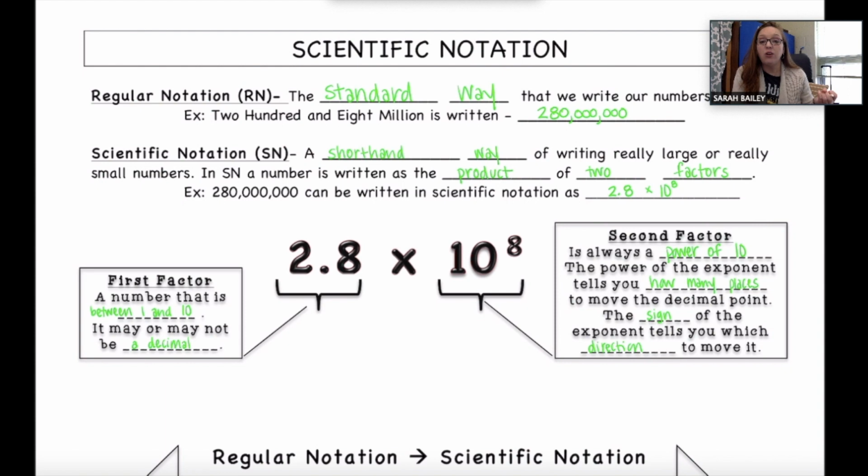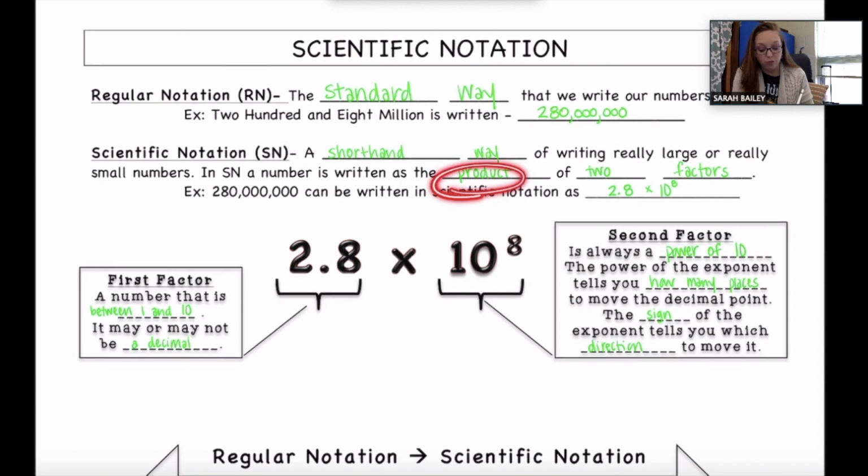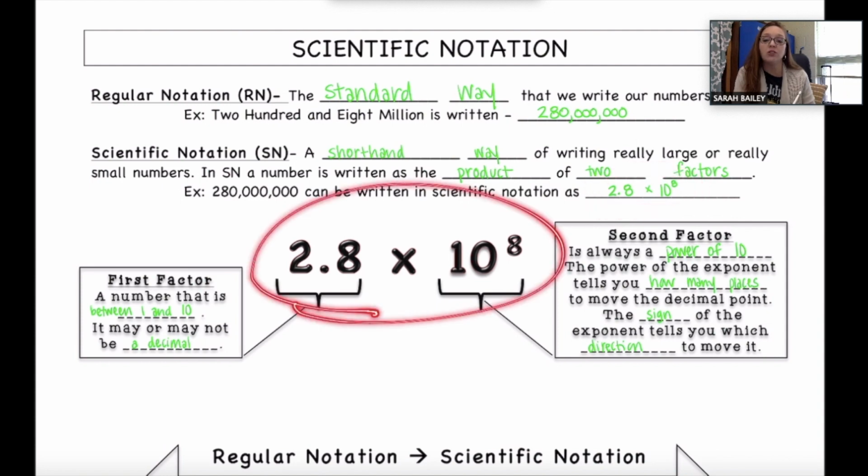In scientific notation, a number is written as the product, remember that's the answer to multiplication, the product of two factors. For example, that 280 million, we could write that in scientific notation as 2.8 times 10 to the 8th power. So let's talk more about that number, 2.8 times 10 to the 8th.